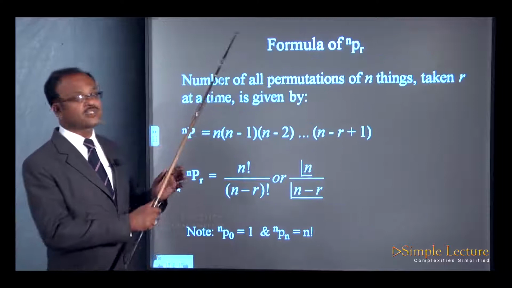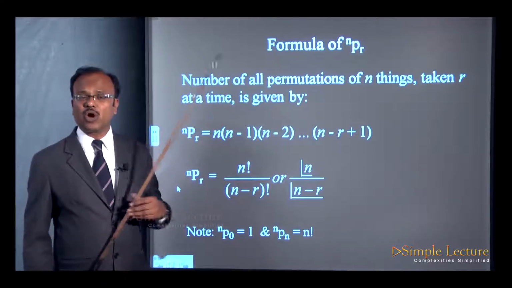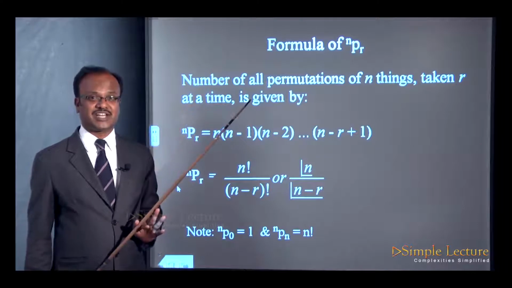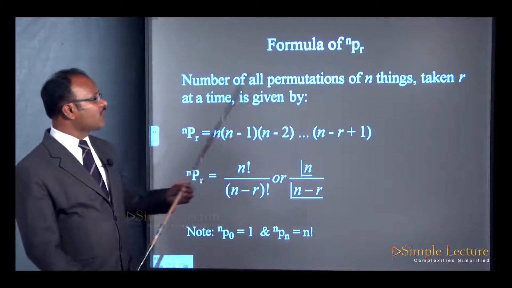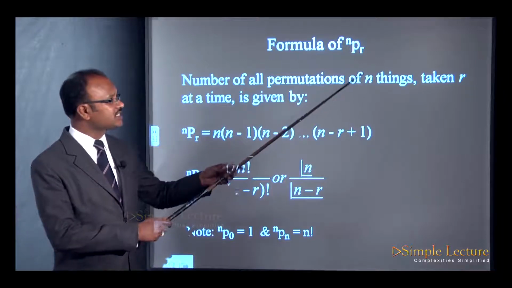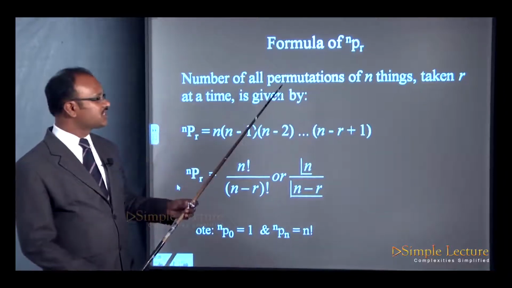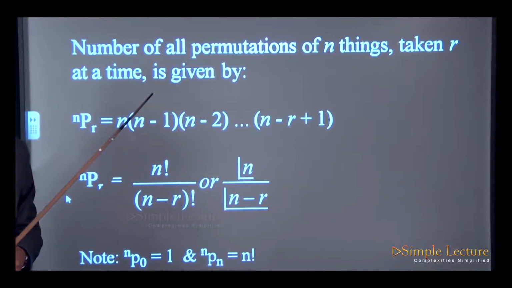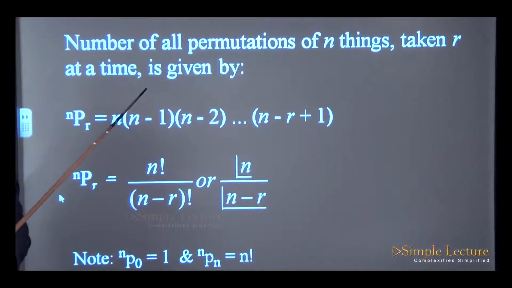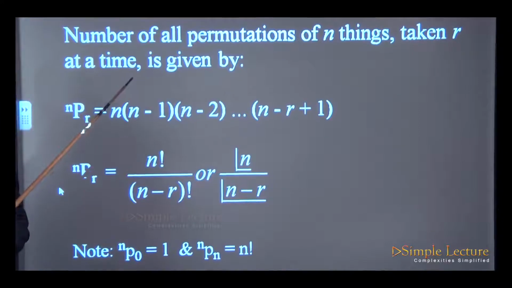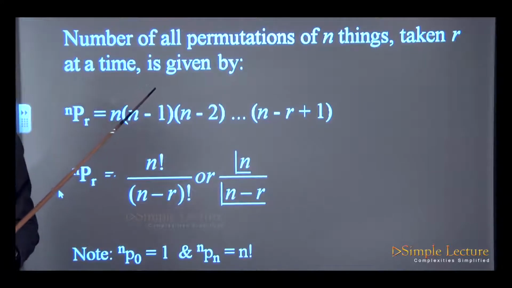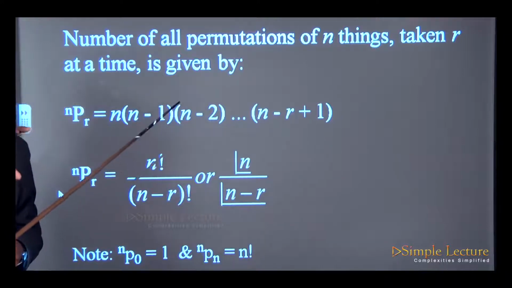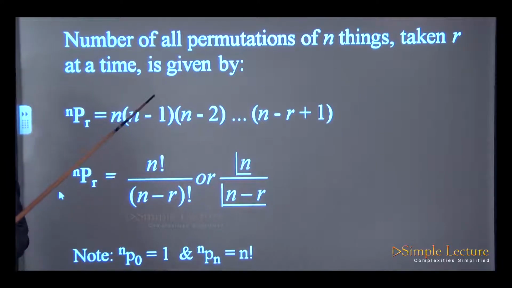Now let us go to the formula of nPr. First you should understand what nPr is. The number of all permutations of n things taken r at a time is given by nPr. There are totally n objects, you have to take r objects at a time and do the arrangements, and this is what we call a permutation. So nPr is the notation used to represent permutations. In other words, it is the permutation of n things taken r at a time.